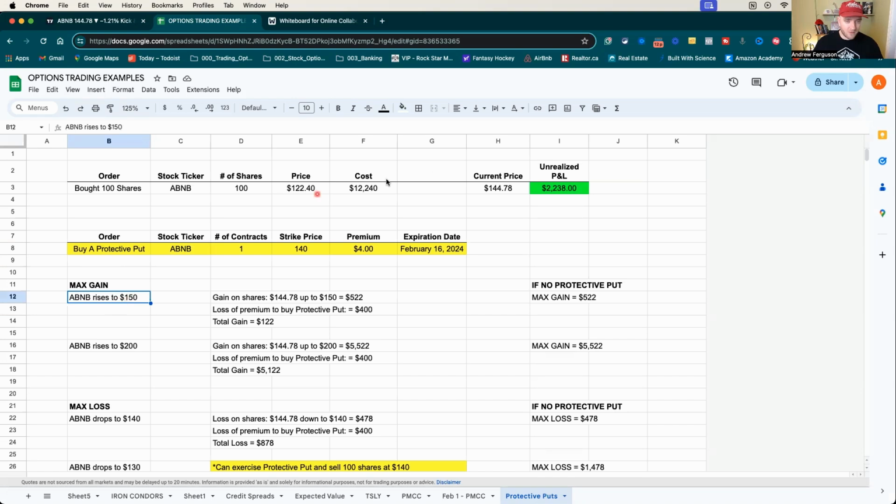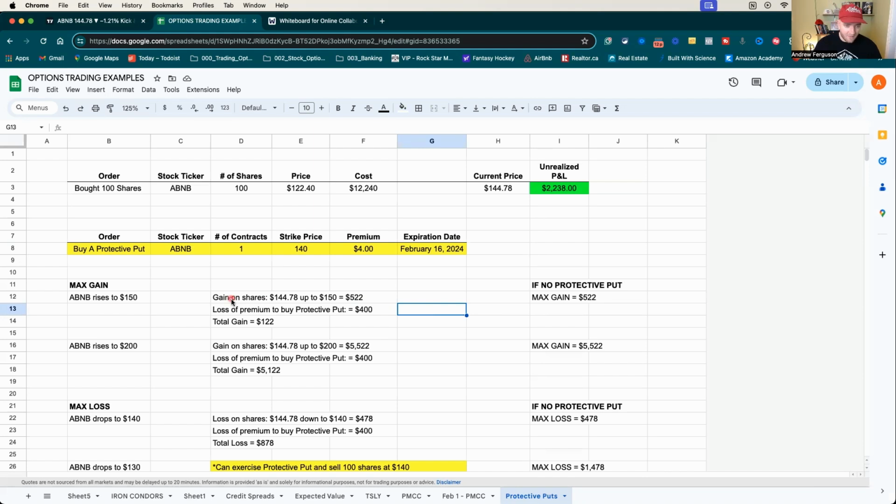So if Airbnb goes from 144.78 up to 150, here's how you'd calculate your maximum profit. You'd have a gain on the shares from 144.78 up to 150. So subtracting 144.78 from 150 gets you $5.22 per share. You multiply that by 100, right? And that gets you your $522 total gain, okay?